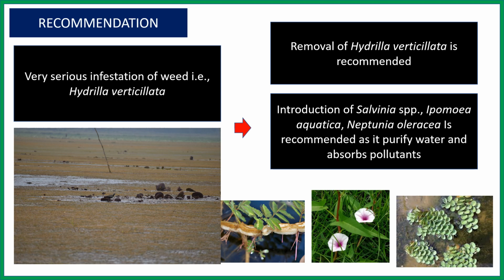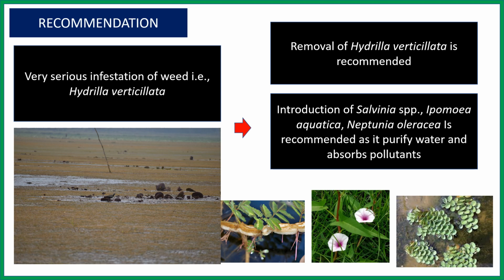As a recommendation, once the Hydrilla verticillata is removed, we can introduce Salvinia species, Ipomoea aquatica, and Neptunia oleracea. I recommend these plants because Salvinia species purify the water, so they can help to clean the water of the lake. Again, Ipomoea aquatica and Neptunia oleracea help in the absorption of pollutants, including heavy metals.